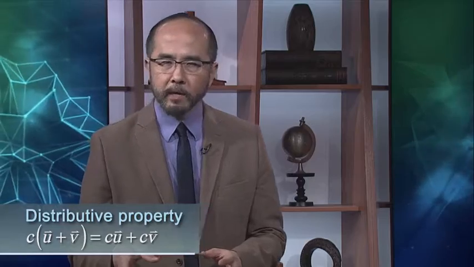Scalar multiplication has what's called the distributive property over addition. c times (u plus v) equals cu plus cv. So it doesn't matter if you add and then scale by c, or if you scale by c first, then add. You can also see that scalar multiplication has what's called an associative property. If c and d are scalars and u is a vector, then c times (du) is the same as (cd) times u.